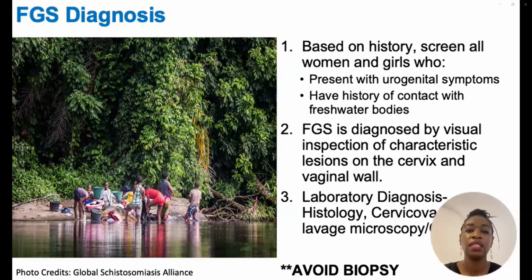Okay, we said we avoid biopsy in all cases, because this might increase your risk of acquiring HIV. Remember, with FGS you already have a breakdown in the mucosa. That means whenever you bring about a biopsy examination, you're furthering the risk of this lady acquiring HIV and AIDS.